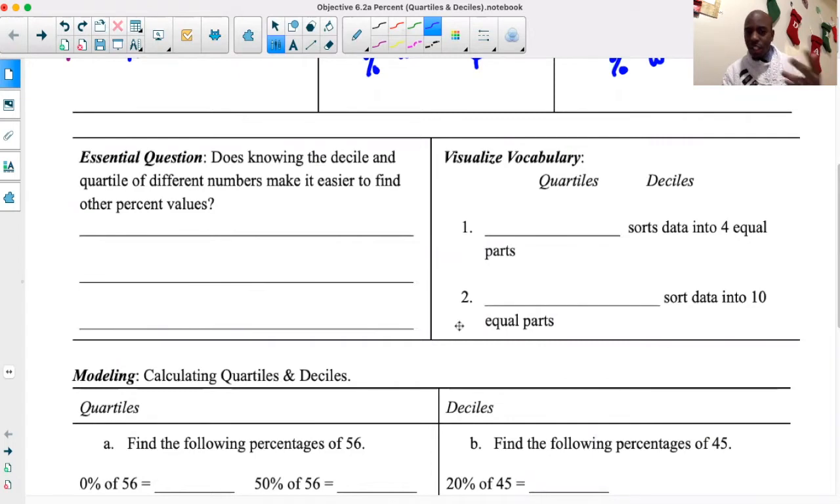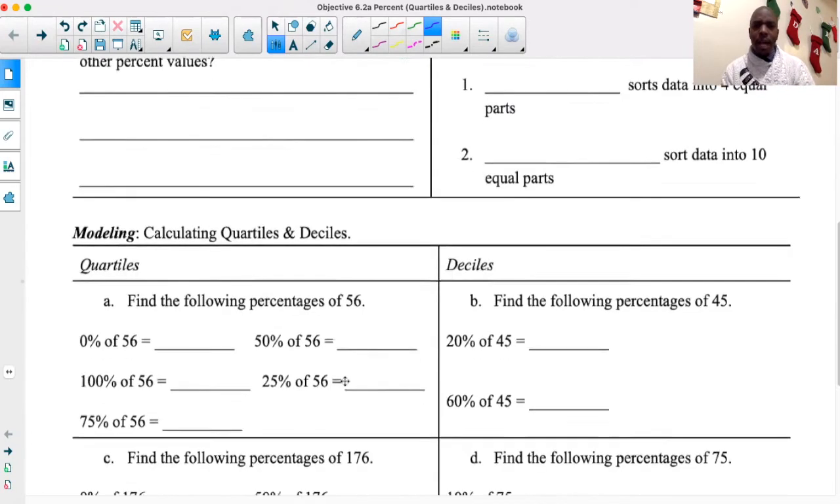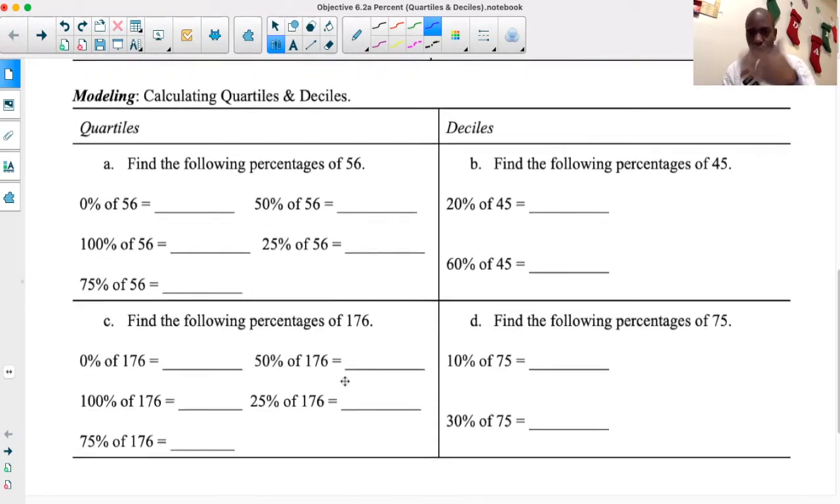Mr. Weber, can I just turn the percent into a decimal and then multiply that by the whole? Of course you can. Absolutely, that works here too. But I want to teach you a way of quickly calculating it a little bit more on top of your head. If you look at the modeling, I'm going to go through 4 here, A, B, C, D for you. A and C are the same, B and D are similar. I want to start off with A. We're going to find the percentages of 56. Okay, 0%, 50%, 100%, 25%, and 75%.